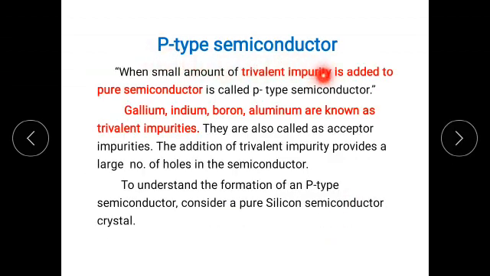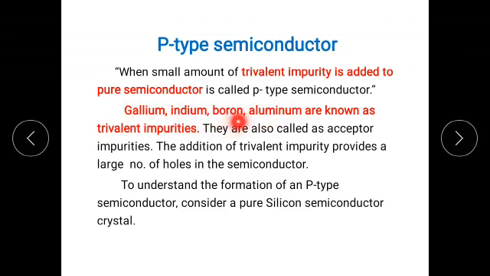Then what is a P-type semiconductor? The definition is: when a small amount of trivalent impurity, that means having 3 valence electrons in its outermost orbit, is added to a pure semiconductor, then it is called a P-type semiconductor. And the examples of trivalent impurities are gallium, indium, boron and aluminium.